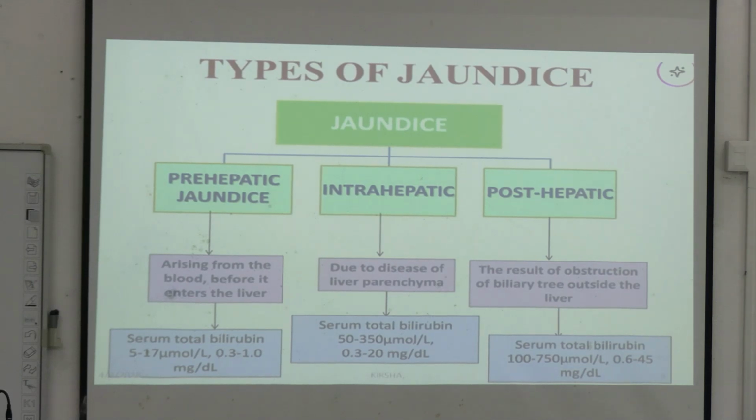Types of jaundice: prehepatic jaundice, intrahepatic jaundice, and posthepatic jaundice. Prehepatic jaundice arises from the blood before it enters the liver. Here serum total bilirubin is 5 to 17 micromole per liter, or 0.3 to 1 milligram per dL. Intrahepatic is due to disease of liver parenchyma. And posthepatic is the result of obstruction of the biliary tree outside the liver.